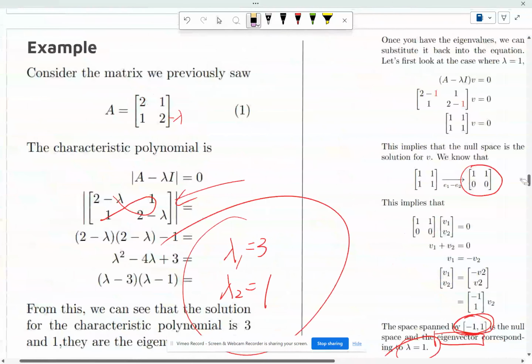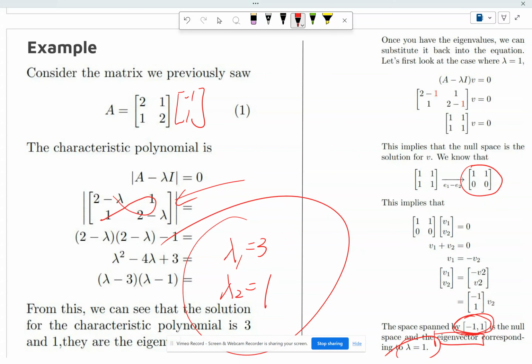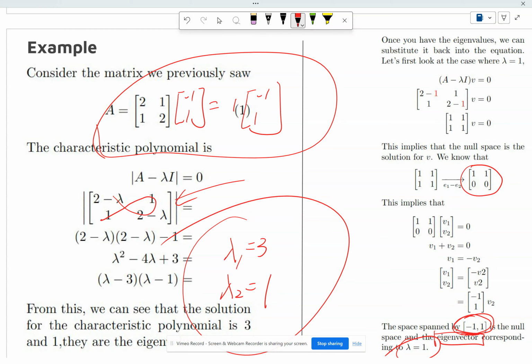Therefore, if we have -1 times 1, it's going to be 1 times -1, 1. We actually saw this exact same example previously.